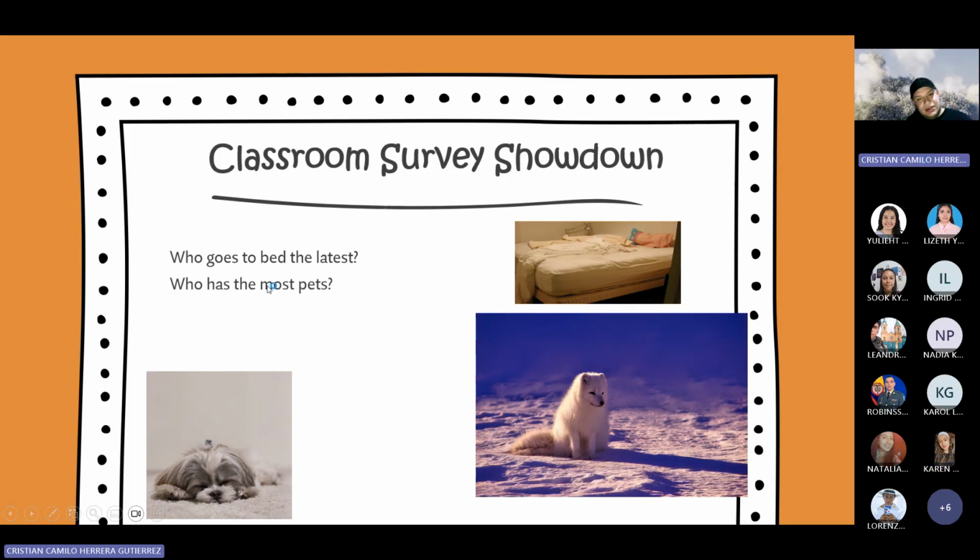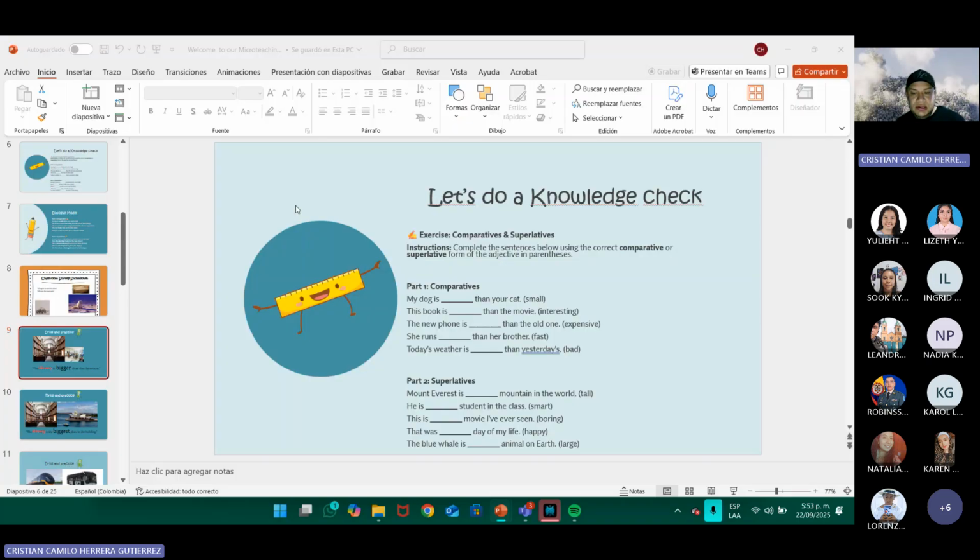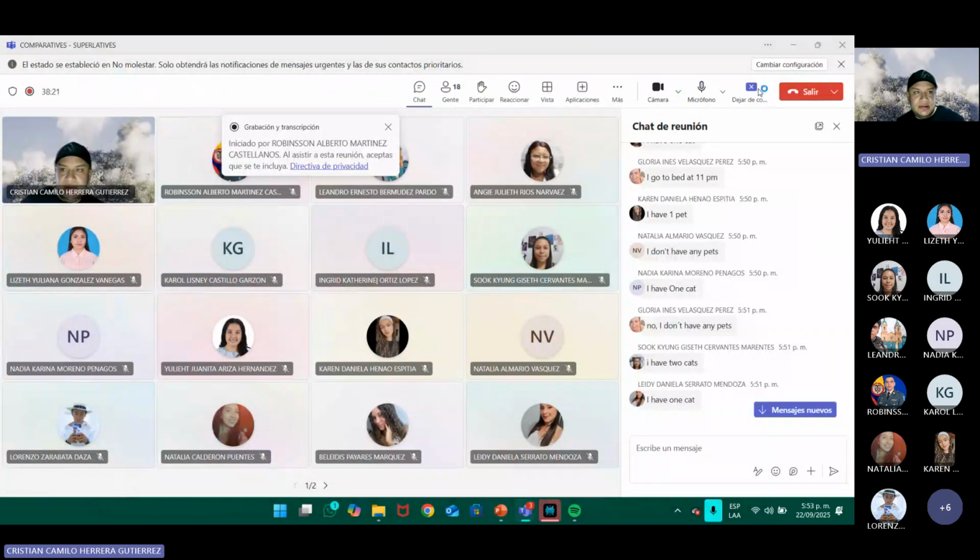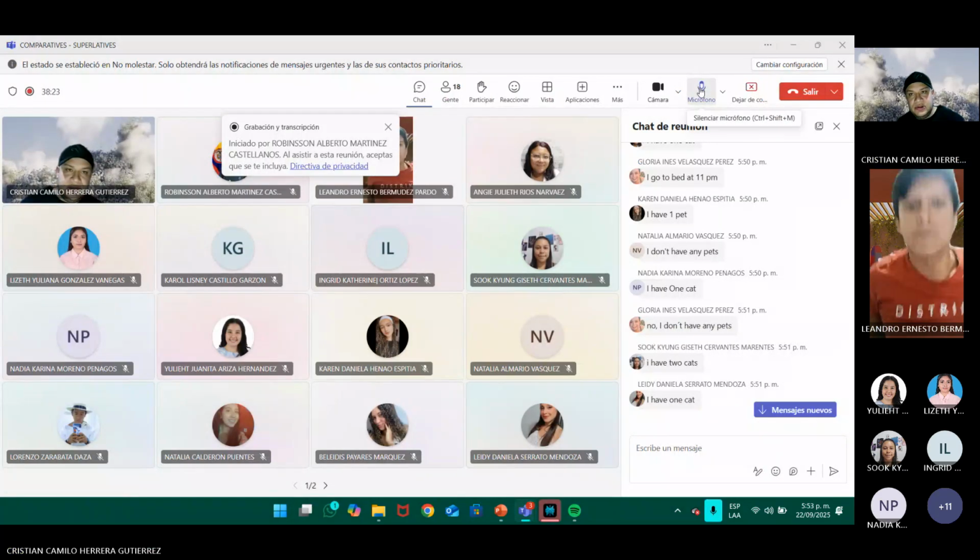And how would you make the sentence using the superlatives? Ingrid and Sok are, well, I don't know. They are who have the most pets. Yeah, they are the ones that have the most pets. Thank you so much. So we're going to continue with Leandro. Thank you for participating.